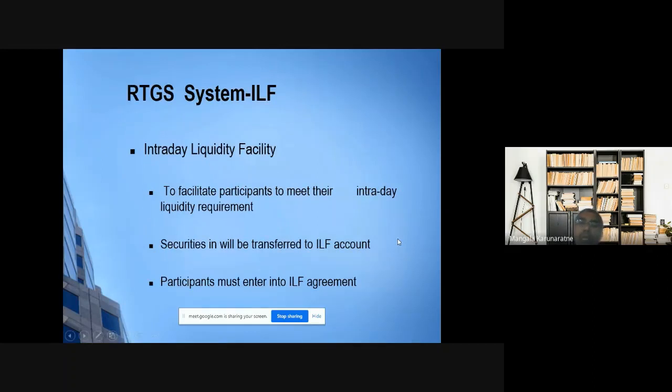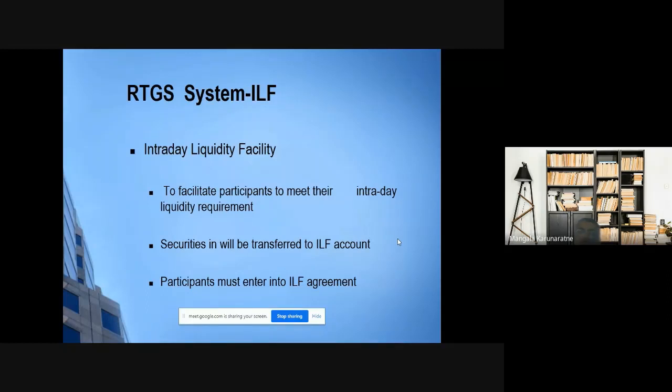So through the RTGS system, you can get intraday liquidity facilities. These are facilities the participants get from the central bank. It's not like repo, but more or less you need to assign a few securities to the central bank and get intraday liquidity, to carry out your transactions during the day. You can get some money if you really want, right?